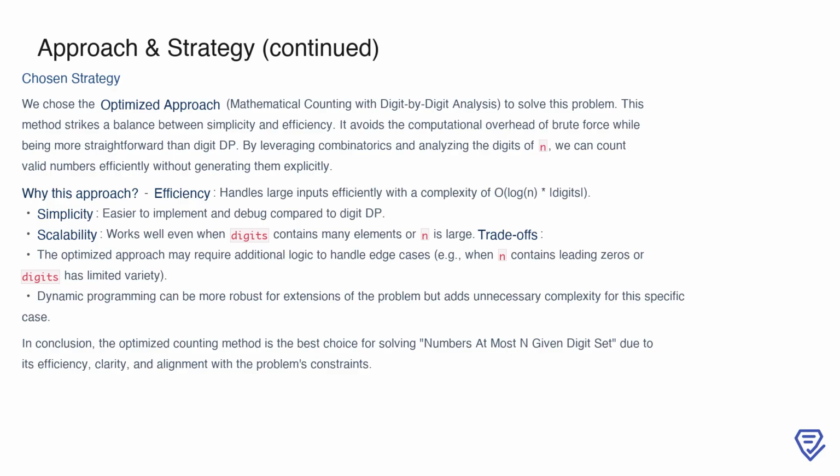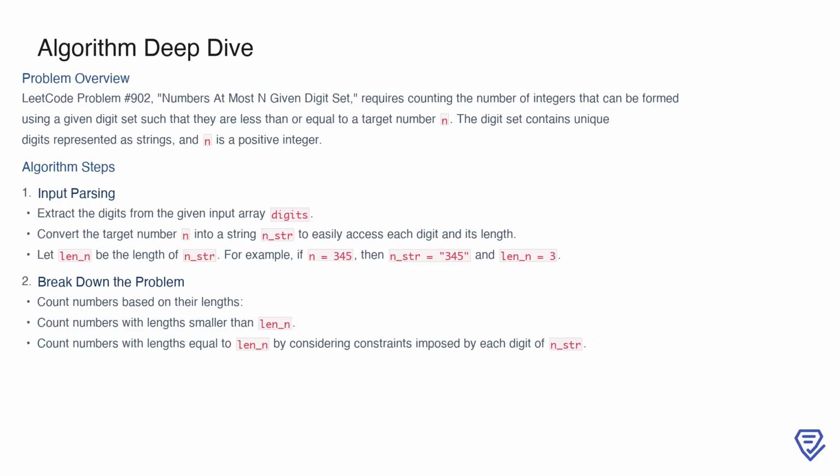While it does require special handling for edge cases, such as when digits has limited variety, these challenges are manageable compared to the intricacies of implementing digit DP. Overall, this approach is the most practical choice for solving the problem, offering clarity, scalability, and alignment with the problem's constraints. This problem challenges us to determine how many integers can be formed using a given set of digits such that the numbers are less than or equal to a target number, n.